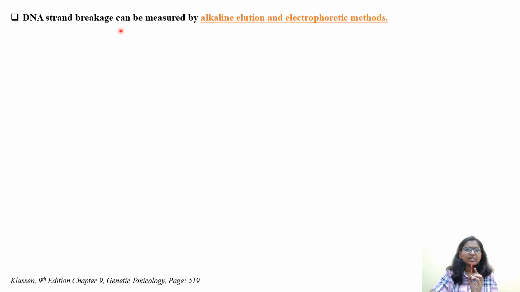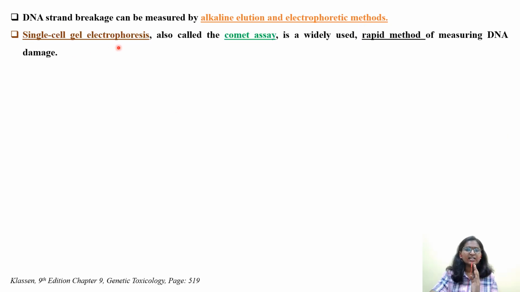Next, let's see what the Comet assay is. DNA strand breakage can be measured by alkaline elution and the electrophoretic method, as in the first picture where you can see the electrophoretic method. Single cell gel electrophoresis is also called the Comet assay. It is a widely used, rapid method of measuring DNA damage.